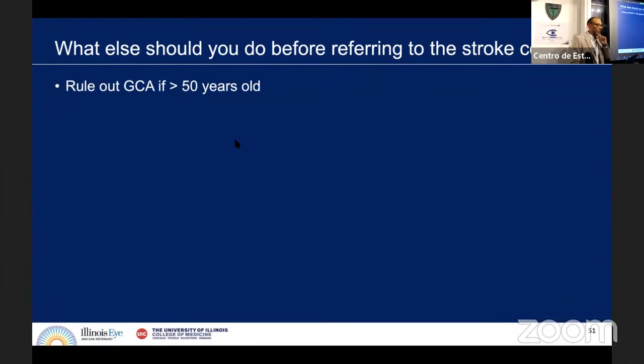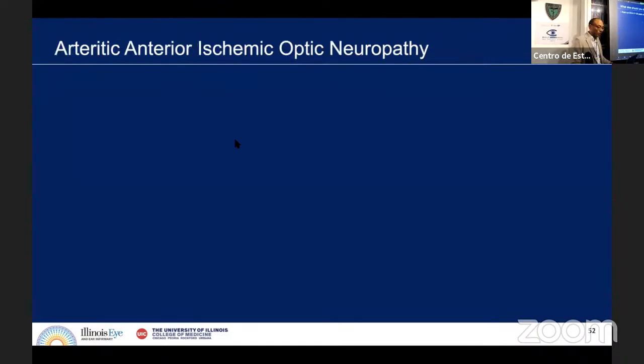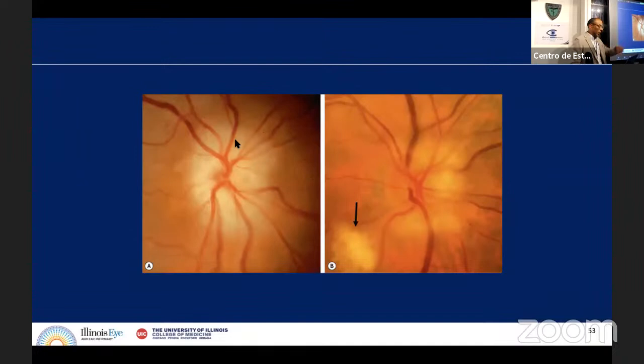Rule out GCA, right? We don't want to miss this because that is one of the causes of transient monocular vision loss as well as CRAO. So that's the last thing that I want to talk about, which is GCA.